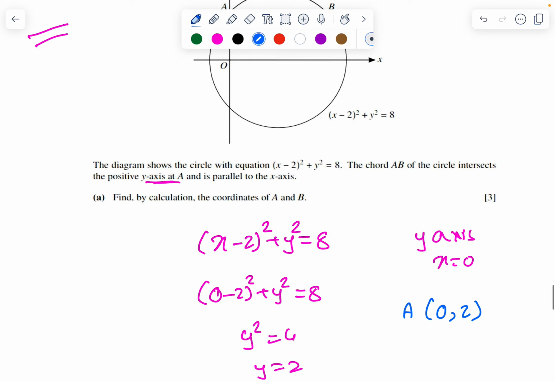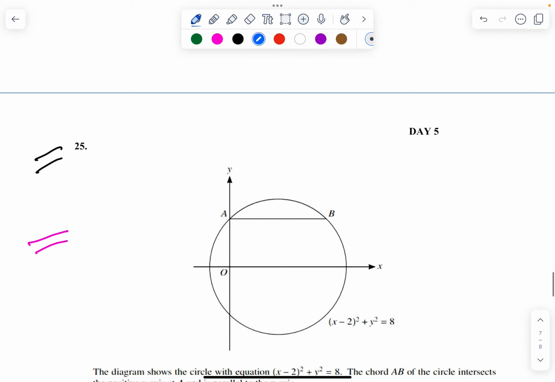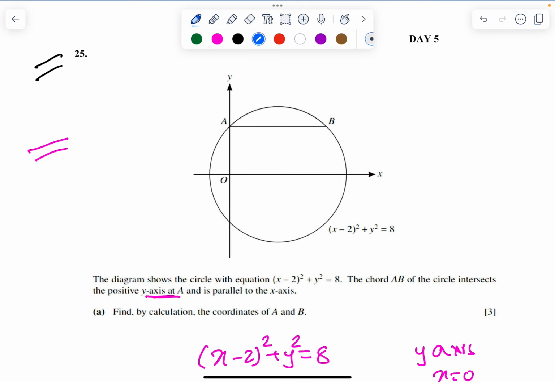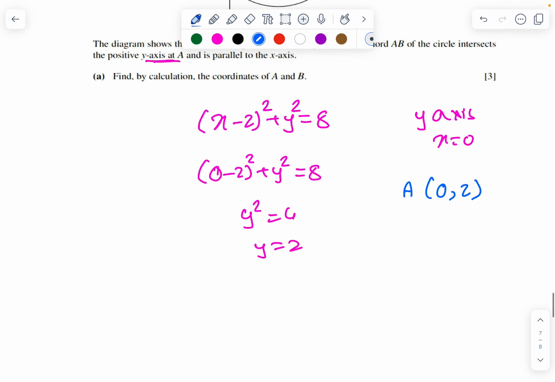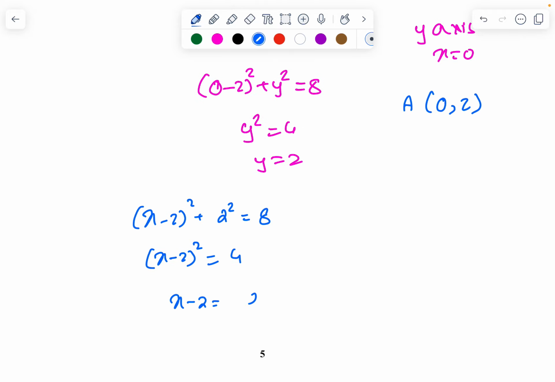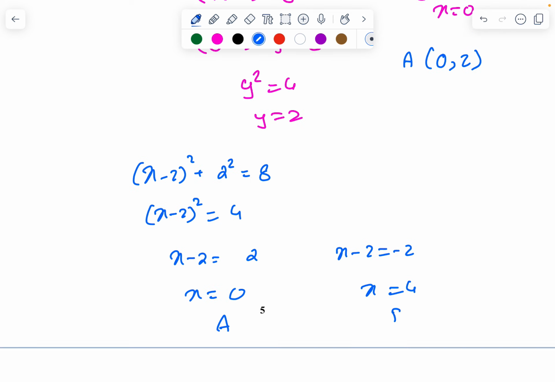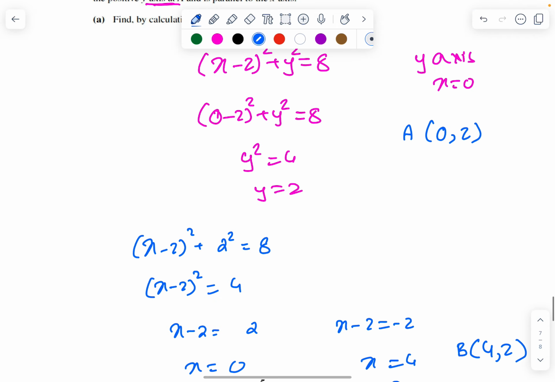Now I need to get the coordinate of B also. Now I got the value of y, which is nothing but what? 2. So (x minus 2) whole square plus 2 square equals 8. So (x minus 2) whole square equals 4. So x minus 2 equals positive 2, x minus 2 equals negative 2. So x equals 0, x equals 4. So this is point A and this is point B. So B is going to be nothing but how much? 4, 2. That's going to be the answer.